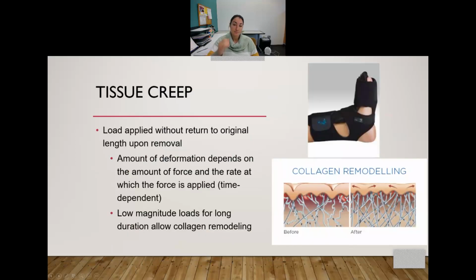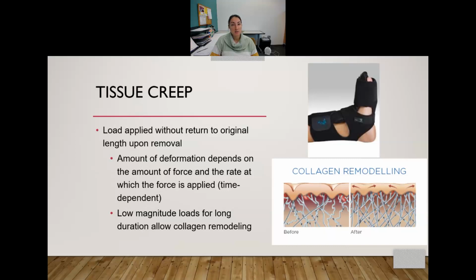All right, so tissue creep. Load applied without return to original length upon removal. So creep means there's some lasting changes. The amount of deformation or lengthening that remains depends on the amount of force that's applied and the rate of force that's applied. So it's time dependent. You want to hold it for a long duration and you want to do a low level of force. Increased levels of force create more injury. Low levels create just length without the pain and the inflammation.